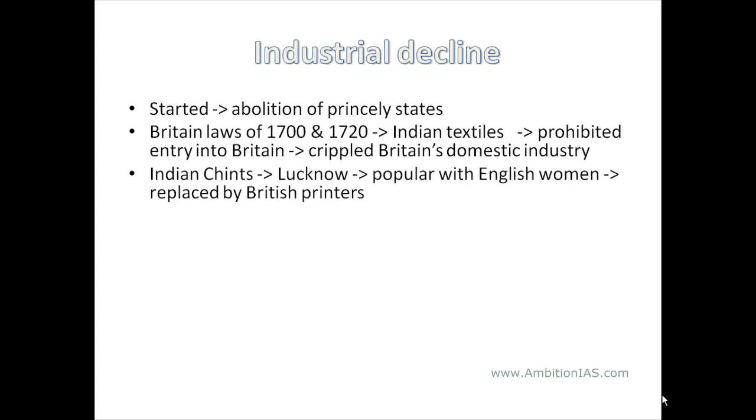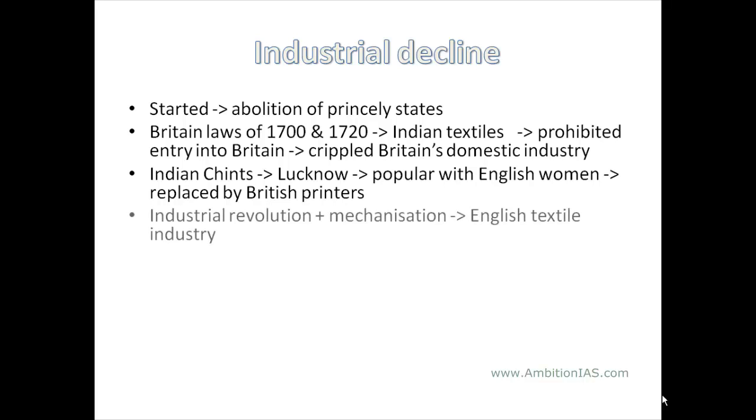Indian chintz from Lucknow were popular among the English women. Now, these chintz were a type of textile with floral patterns printed on them. This was eventually replaced by the British printers. The English textile industry was revolutionized with the industrial revolution and mechanization, which was one of the main reasons for industrial decline.